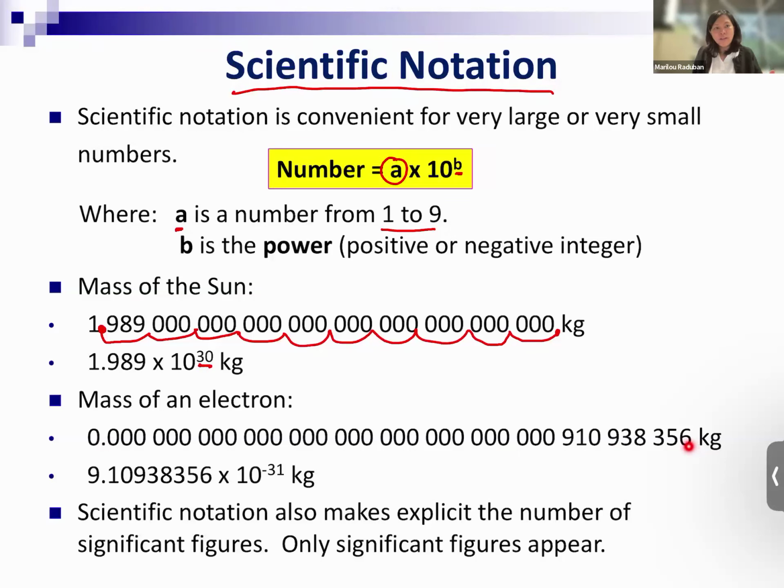This number gives you A, and then B is the number of places that you moved the decimal place in order to arrive at A. Since you moved 31 spaces, B will be 31. It's a very, very small number, and hence that's a negative power there, negative 31.